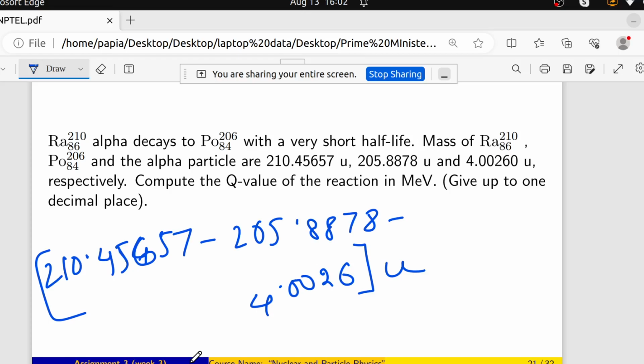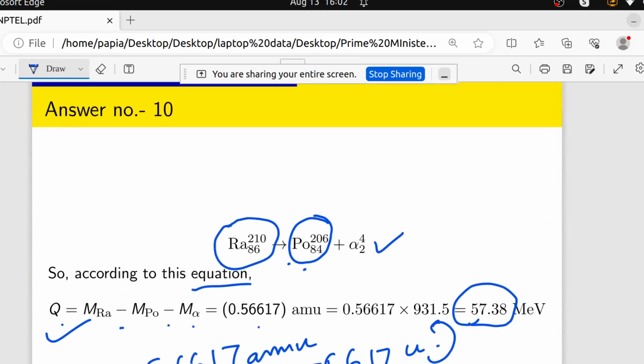210.45657 minus 205.8878 minus 4.0026 into 931.5. Okay, this is not 57, this will be 527.38. Yeah, 1 2 was missing here, so 527.38 MeV will be the correct answer. So that will be the Q.